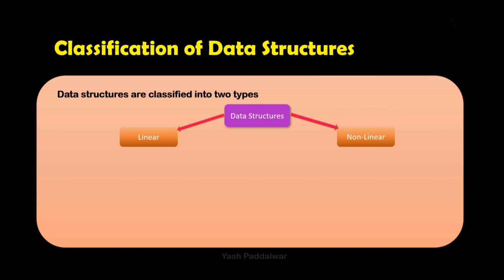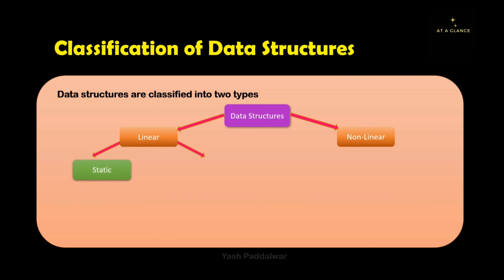Now the second type of data structure is the non-linear data structure. So by the word itself, if any arrangement of data is not in a linear fashion, then it's a non-linear data structure. Using a non-linear data structure, memory can be utilized in an efficient manner.